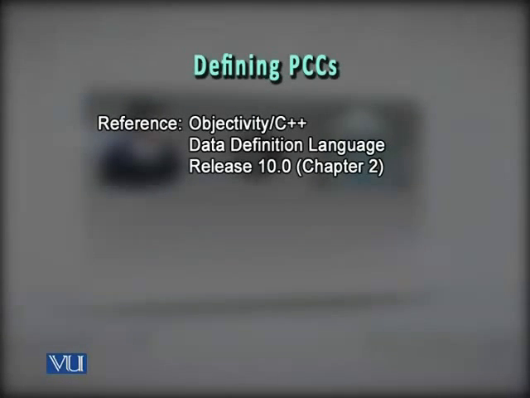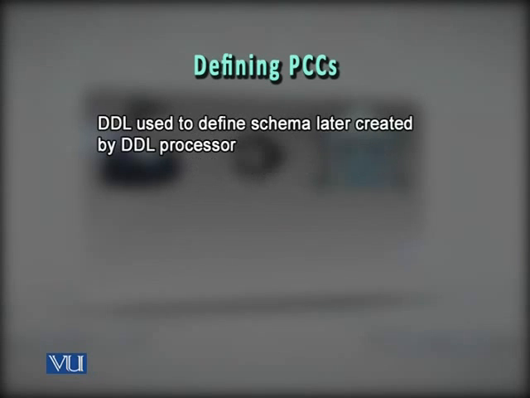Now we move to the next part of our lecture, defining persistence capable classes. The previous lecture was covered in the first chapter of your book, Objectivity/C++ DDL, data definition language, release 10.0. Now we are starting chapter number 2. This chapter covers the part of the DDL that deals with class definitions, how we define the persistence capable classes. As we have already discussed, the syntax for the DDL is quite similar to normal C++ language.